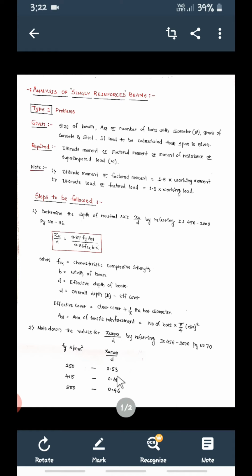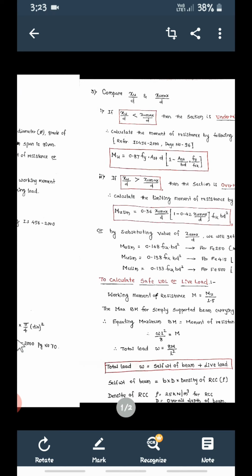So for 250, it is 0.53; for 415, it is 0.48; and for 500, it is 0.46. So depending upon the grade given in the problem, note down that grade of steel, then note down with reference to that grade what Xu max upon D is, that is the limiting depth of neutral axis. Here we are going to find the actual depth of neutral axis. In the second step we are going to find the limiting depth of neutral axis. So this is the second step.